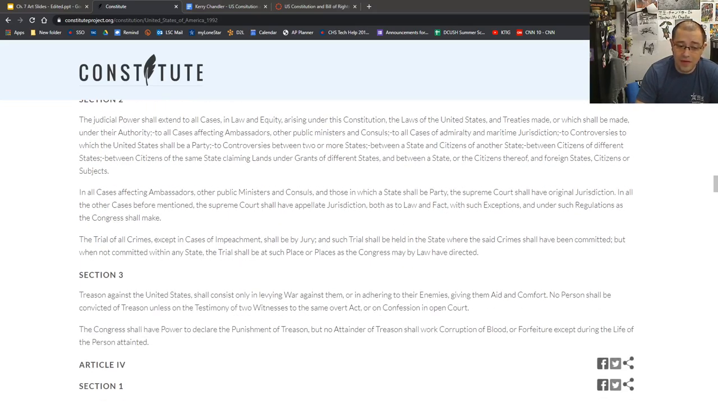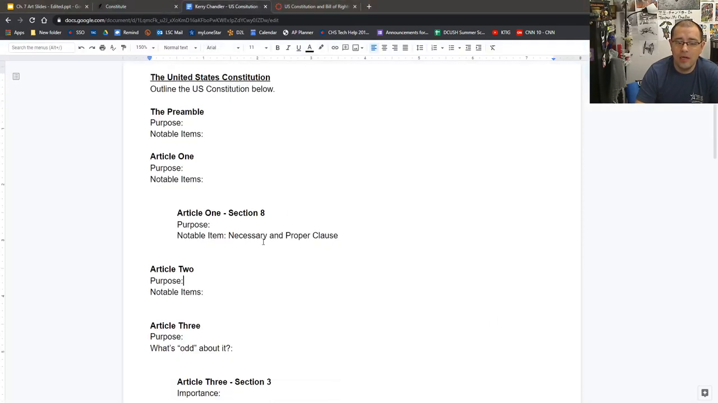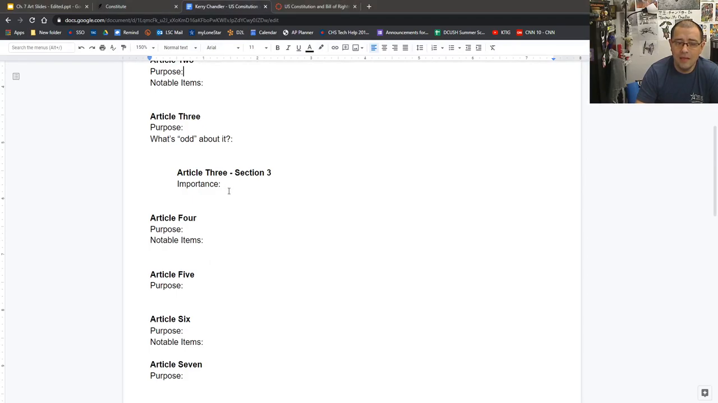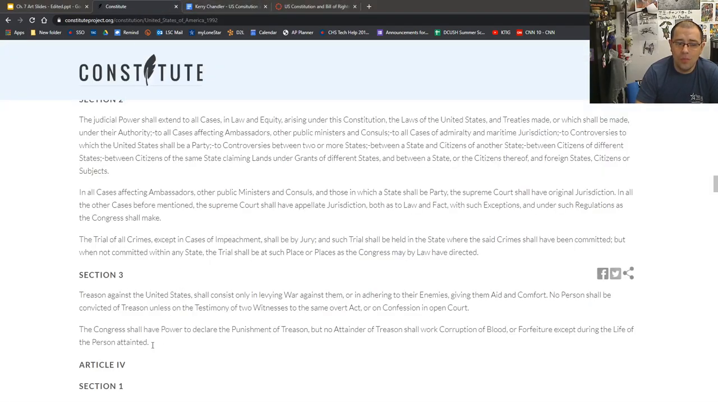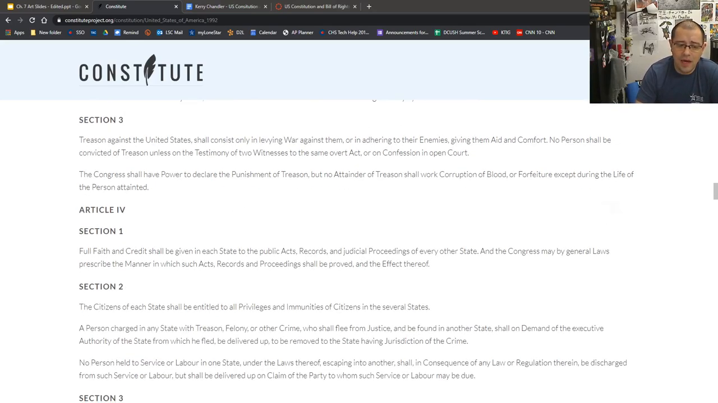But also something very notable, so much so that I gave it its own little thing on your outline here. Article 3, what is important about Article 3? It actually defines treason. Treason is a word that I think in our hot political climate gets thrown around a little bit, sometimes maybe a little too willy-nilly. And so what does the Constitution have to say?